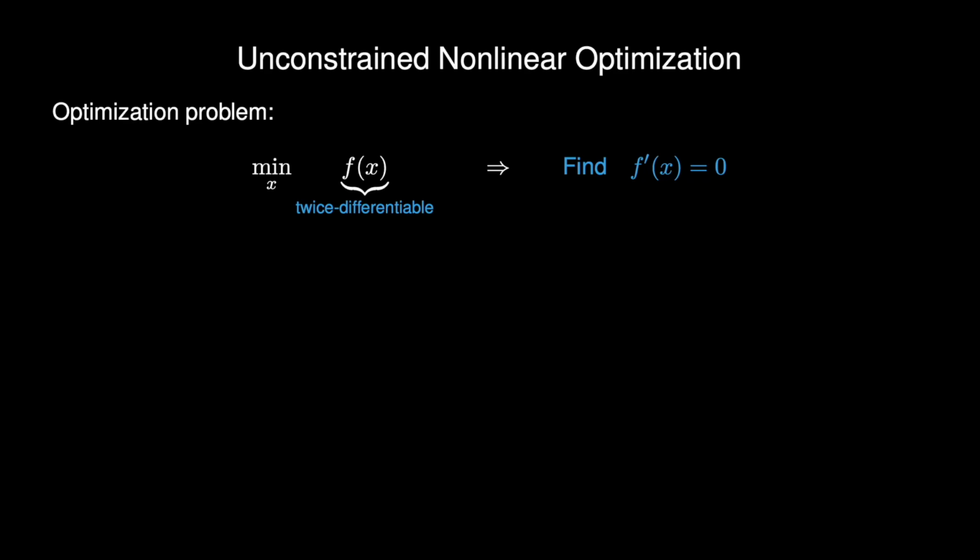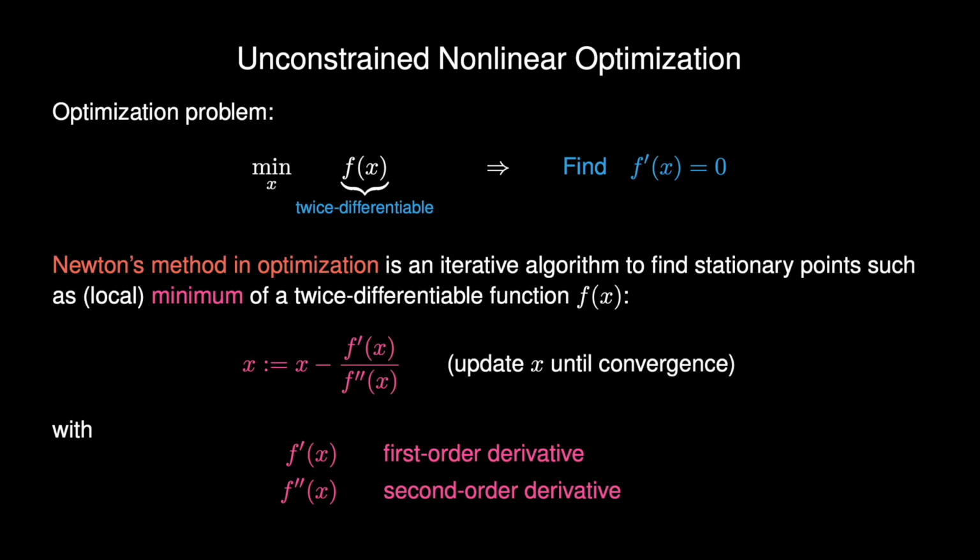When we minimize a differentiable function f of x, the necessary condition is that the first-order derivative f prime of x equals 0. This is exactly a root finding problem, so we can directly apply Newton's method, but instead of finding where f equals 0, we find where f prime equals 0. For optimization, Newton's method becomes x updates to x minus f prime of x divided by f double prime of x. Here, f prime is the first-order derivative, and f double prime is the second-order derivative.